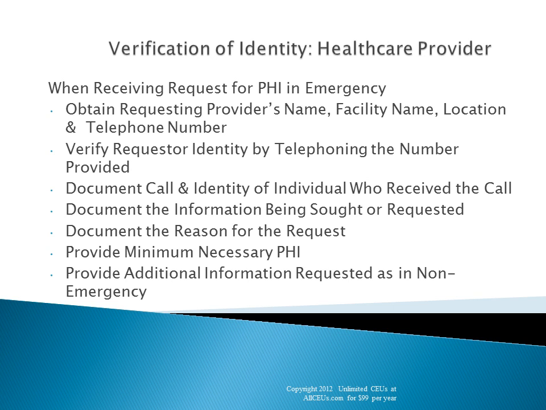When receiving requests for PHI in an emergency, obtain the requesting provider's name, facility name, location, and telephone number. So maybe Jane Doe is a patient in your methadone clinic and she is brought to the emergency room. She's groggy, she can't say much, but they figured out that she was a patient at your methadone clinic. The emergency room calls the clinic to verify dosage or whatever they need.